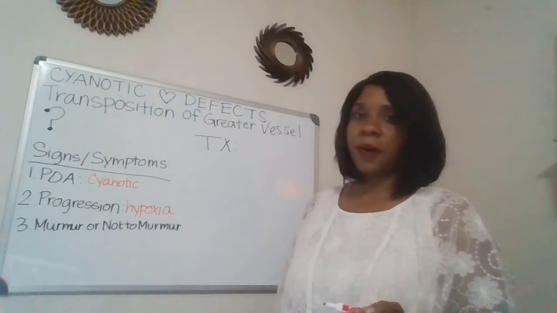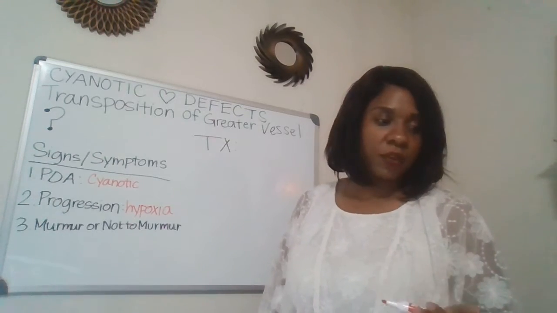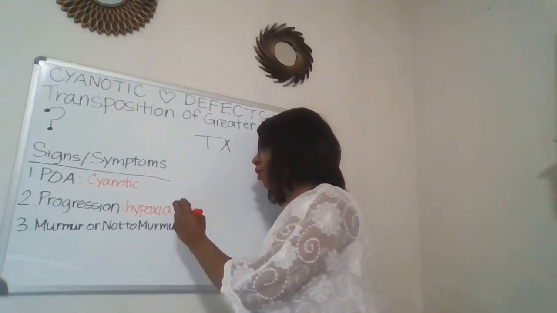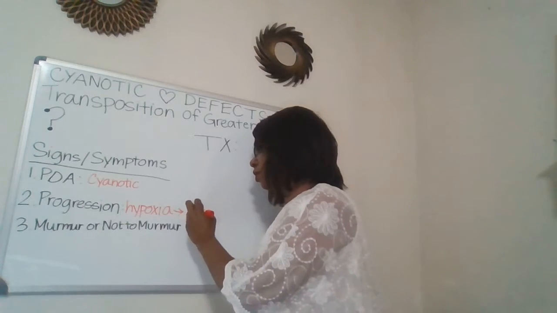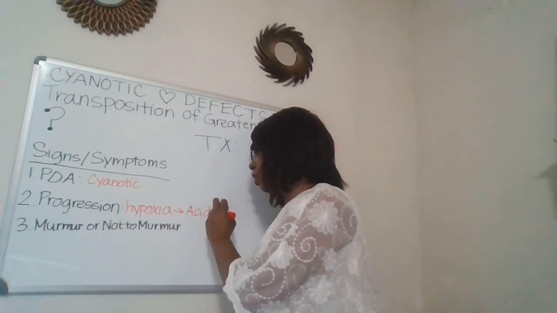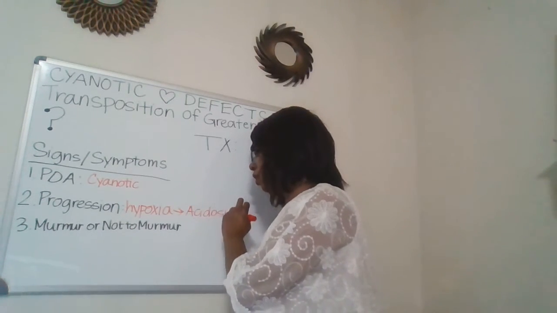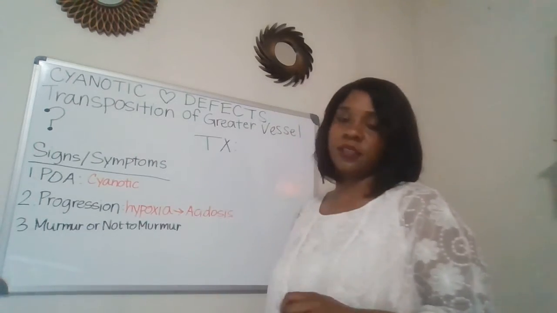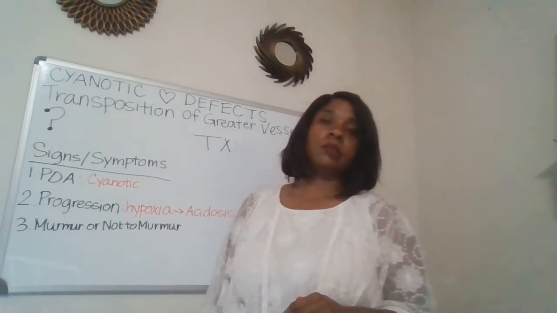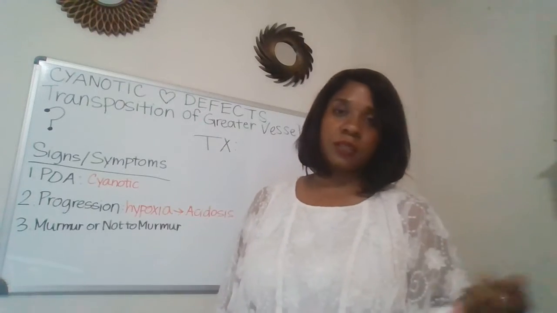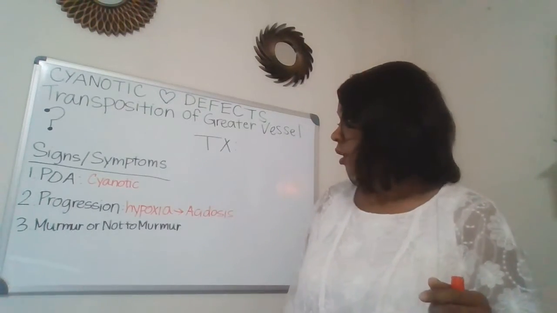Okay, and hypoxia, and then they'll start getting clubbed fingers. But hypoxia can, remember, lead to acidosis. So when we look at their ABGs, if it looks like they're about to start having some acidosis problems, that's how you know it's progressing. But we can stop it before it gets to that point.